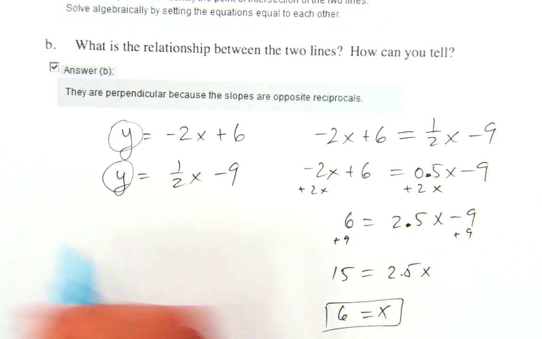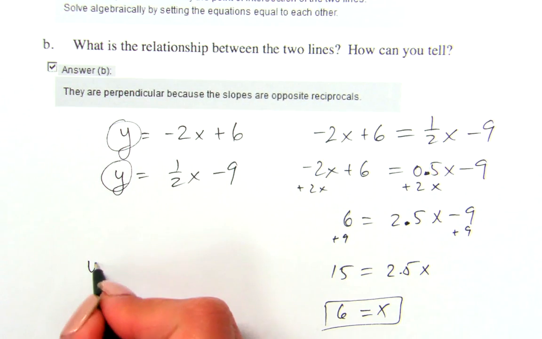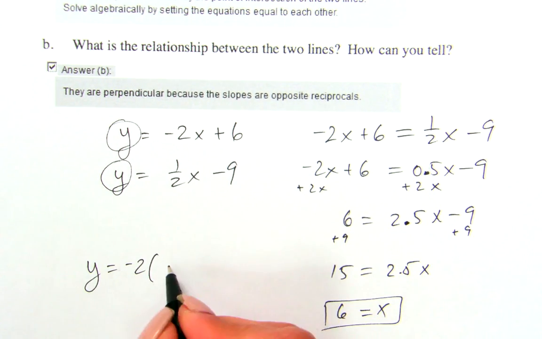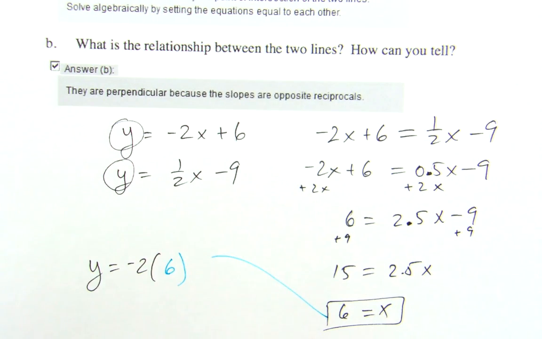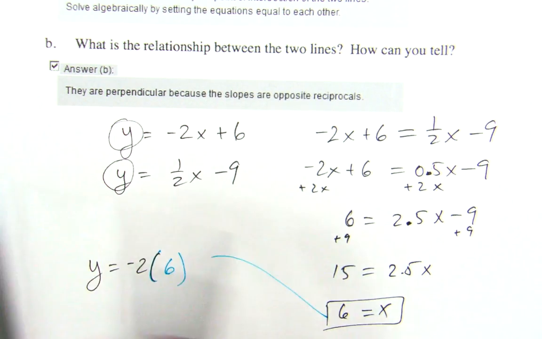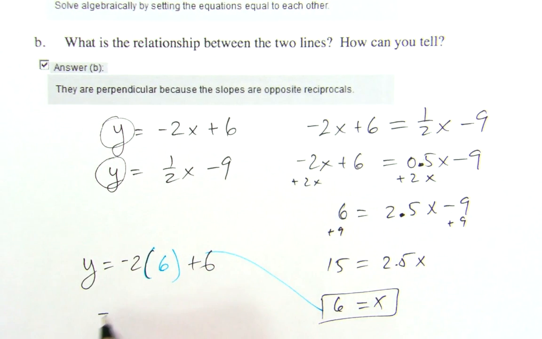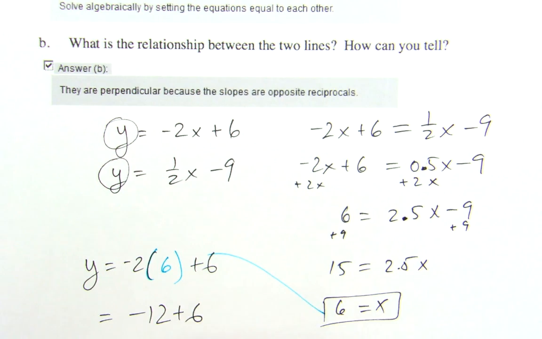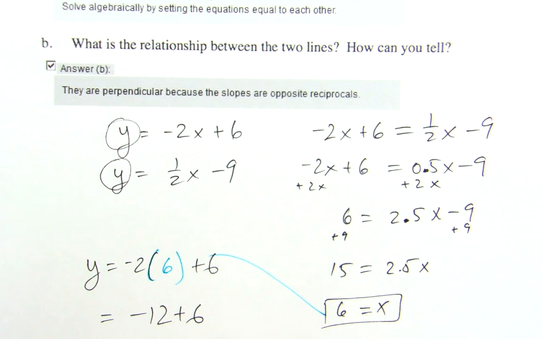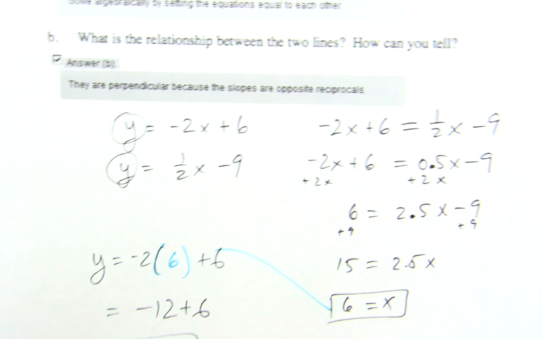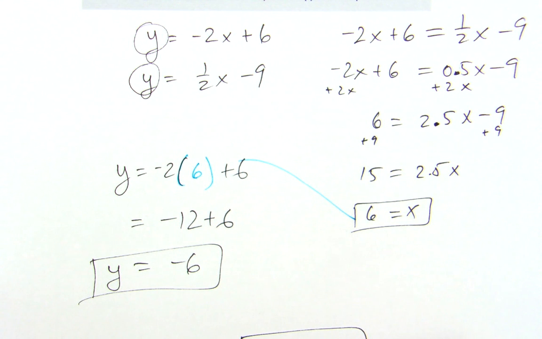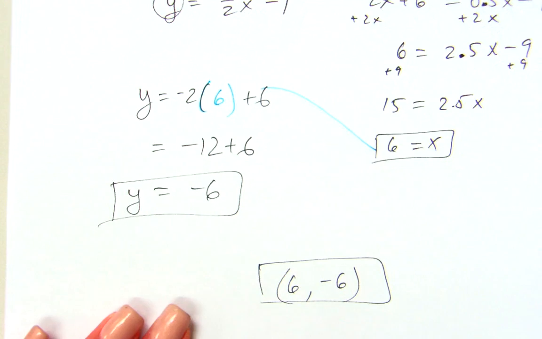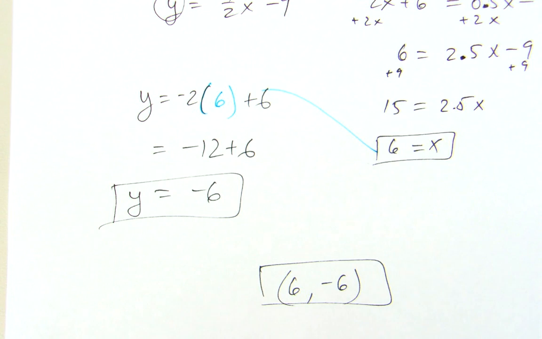So y equals negative 2 times wherever the 6 was. It's got to go in the x spot. Okay, and then plus 6. So you have negative 12 plus 6. So you have negative 6. There's your two answers. All right. So your system of equations, those two equations, has a final answer of 6 comma negative 6. This is the point where the two lines intersect with each other.